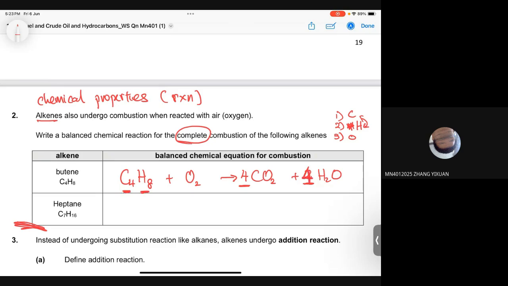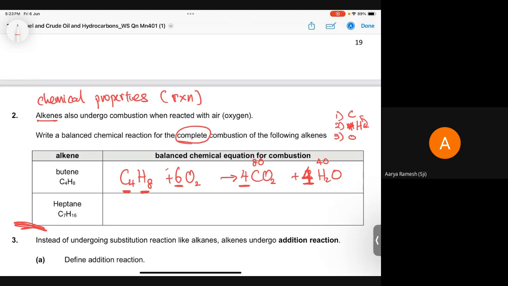Now, last one, Arya, help me. What should I put in front of the oxygen here? I want to balance oxygen. 4? Wait, one sec. 6. Okay, good. It's 6.